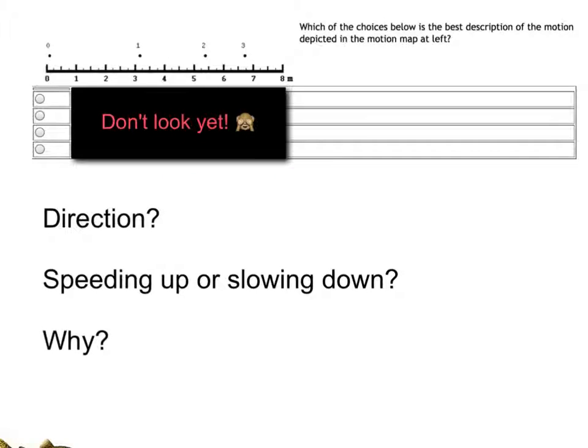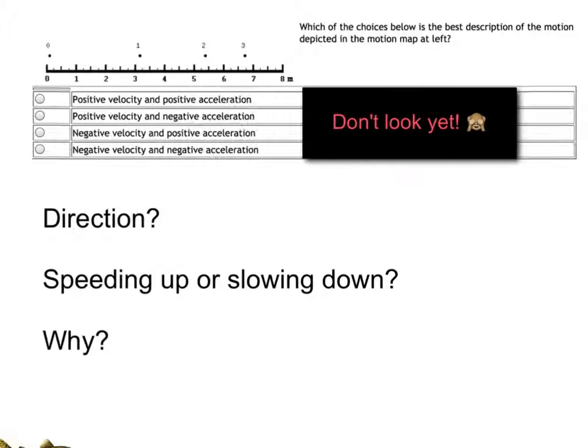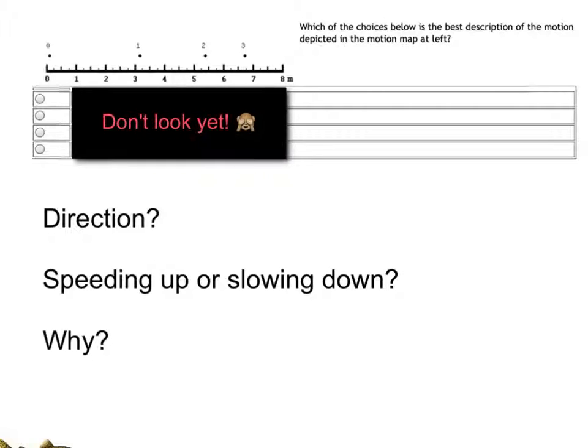So the question we're trying to answer this time is, which of the choices below is the best description of the motion depicted in the motion map at left? You might be tempted at first to go ahead and check out these answer choices and then simply memorize which answer choice goes with each type of motion map. But I would caution you against doing that. Instead, let's try to answer a few simple questions and see if they lead us to any conclusions.